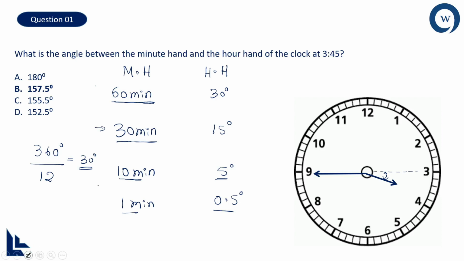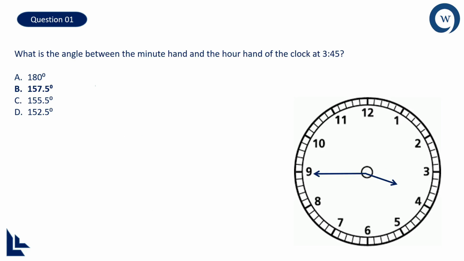Now, after knowing these two things, your problem becomes so simple. Now, this is how the representation would look, 3:45, and now you know that this angle is 30 degree, this is also 30 degree, this is also 30 degree. You know that you need to find out the angle between the minute hand and the hour hand at 3:45. How will you do this? Simple. You need to count.